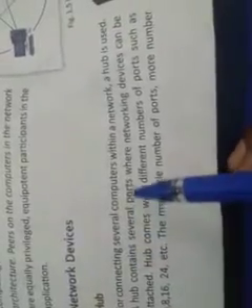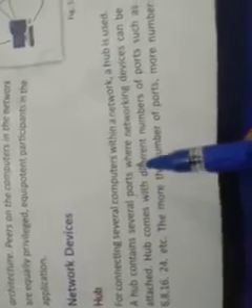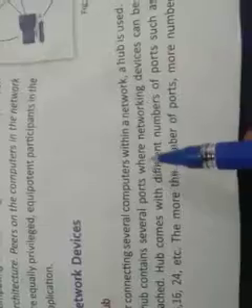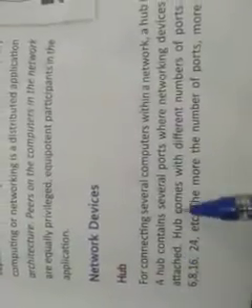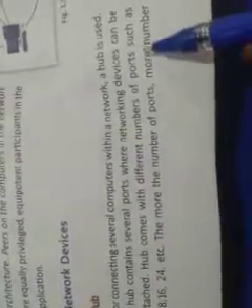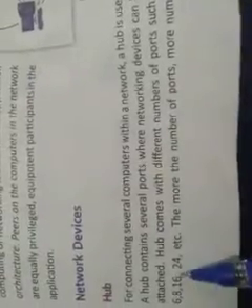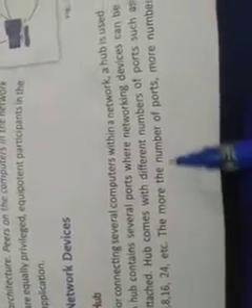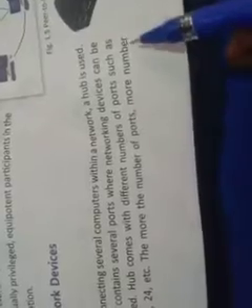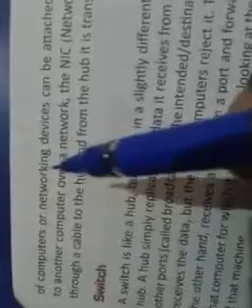Now we can understand that for connecting several computers within a network, a hub is used. A hub contains several ports. We have already seen here the ports to which networking devices can be attached. Hub comes with different numbers of ports such as 6, 8, 16, 24, etc. The more ports, the more computers or networking devices can be attached to the network.